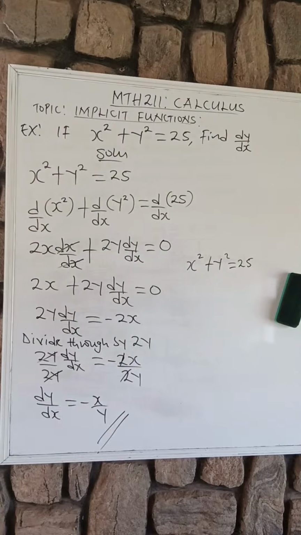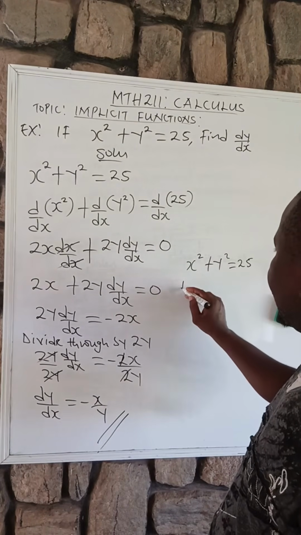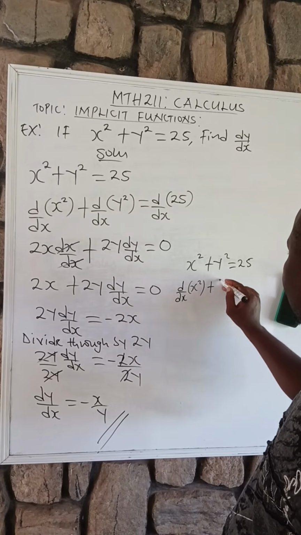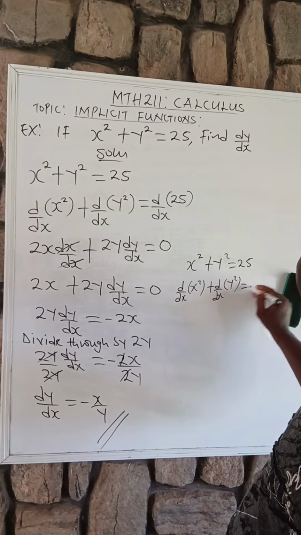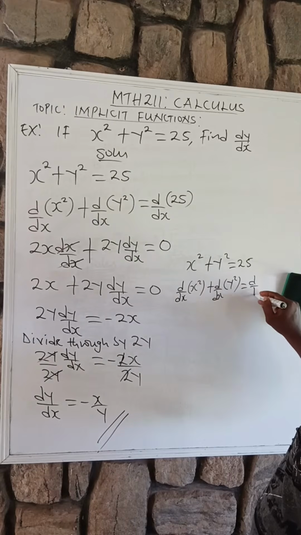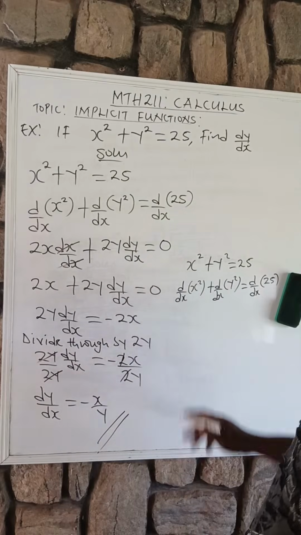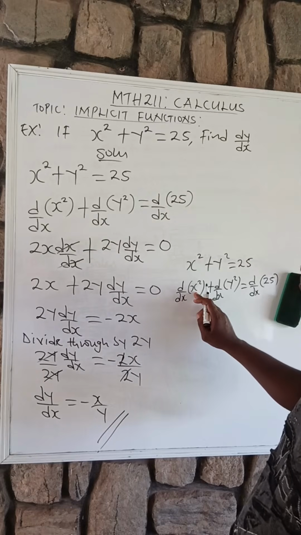Those of you that came late, some of you came late. Yeah, you came late. So now what you need to do here is you apply d all over the x, open bracket, x squared plus d all over the x, open bracket, y squared equals to d all over the x, open bracket, 25, close the bracket. So this means that we differentiate what is inside there.